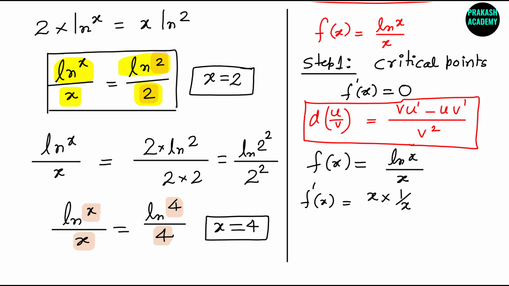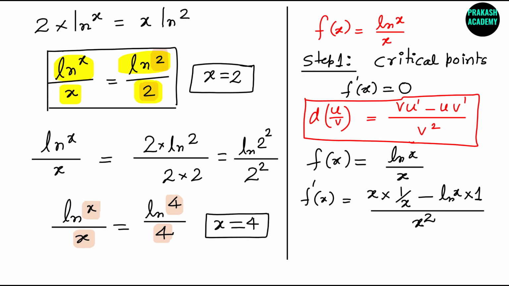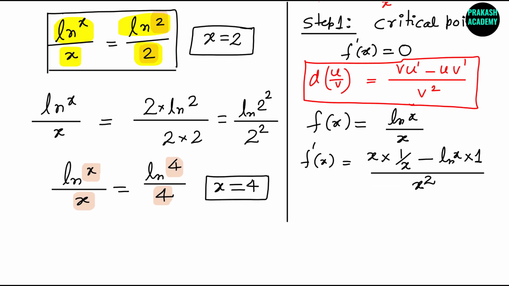Differentiation of ln x is 1 by x, minus, this time leave the numerator, and differentiation of the denominator, that is differentiation of x is 1, divided by denominator square, that is x square. Now equate it to 0. So we will have f dash x is equal to 1 minus ln x, and this divided by x square. So 1 minus ln x divided by x square is equal to 0.